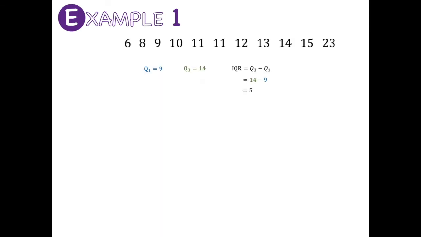Now I can use those values to calculate my lower and my upper fence. My lower fence is going to be my quartile 1 value minus 1.5 times my interquartile range. Substituting in my values, it's going to be 9 minus 1.5 times 5. So that is going to be 1.5. So my lower fence is 1.5.